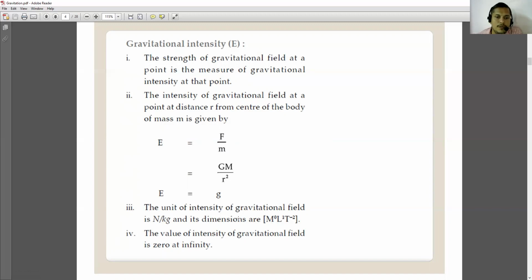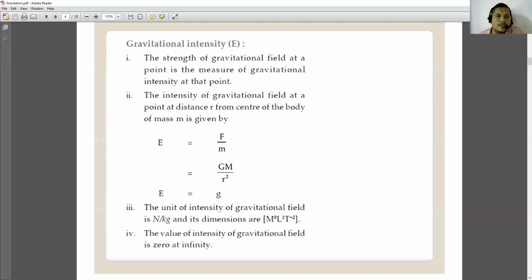The unit of intensity of gravitational field is N/kg and its dimensions are given as M^0 L^1 T^-2. The value of intensity of gravitational field is 0 at infinity. So here we are discussing gravitational intensity. The strength of the gravitational field at a point is nothing but the gravitational intensity at that point.